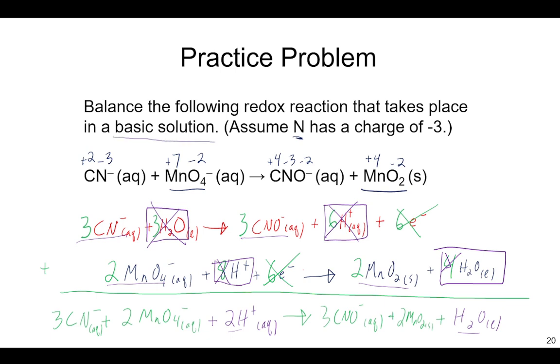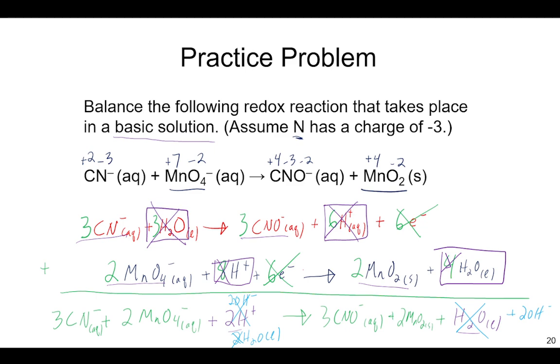Now I have this final step to turn it into a basic condition. And so remember, now I'm going to go through and cancel out any hydrogens by adding that number of OH minuses to each side. In doing so, those OH minuses neutralize the H pluses and make 2 waters. And now I can cancel the 1 water on the right with one of these 2 waters.